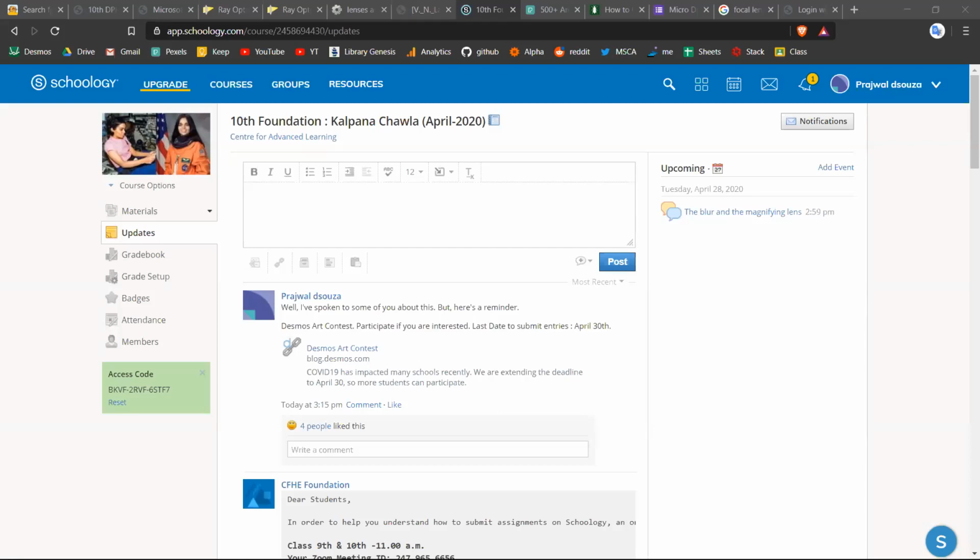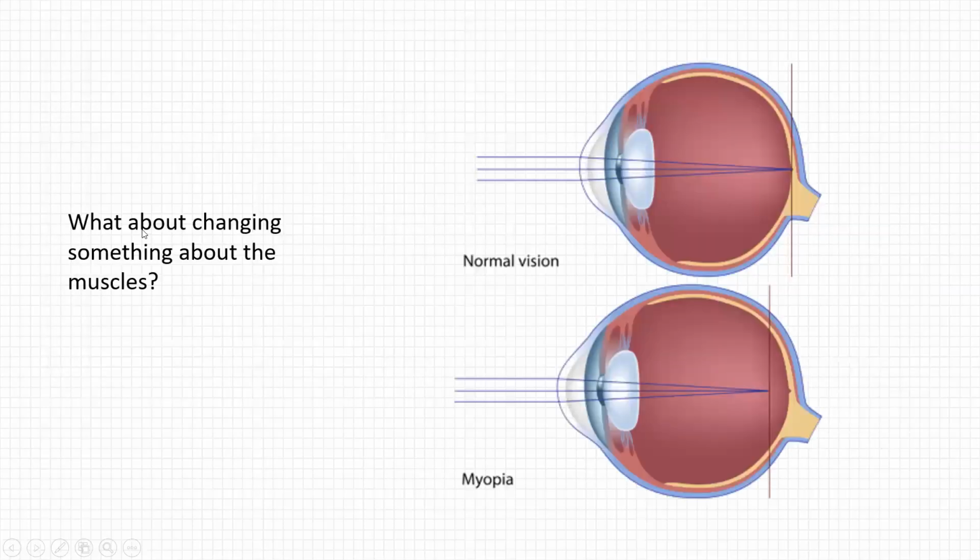Going ahead, one second. I need to share this. Yeah, you guys can see. Now, I told you about the muscles, and I explained myopia. Okay, I have a question. Are there other ways to correct myopia? Do you think there are other cool ways to correct for myopia other than using a concave lens in the front?